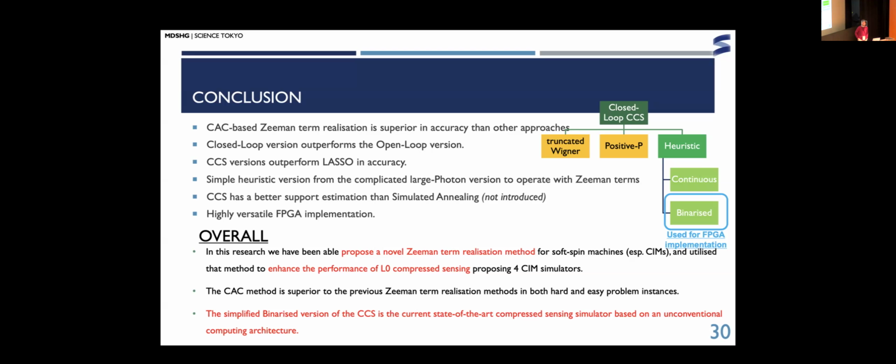Any additional questions? Maybe on a related topic, will you have the opportunity to run these sorts of ideas on an actual coherent Ising machine? And if so, how might it differ?